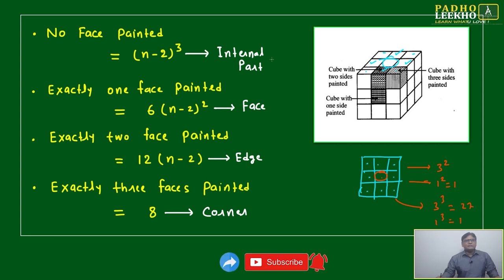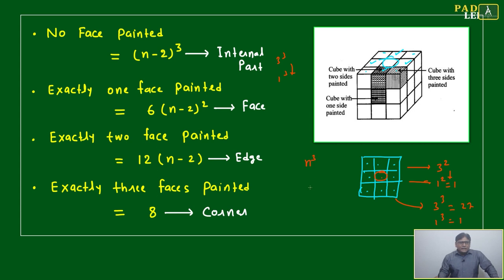What relation did we find here? 3 cubed and 1 cubed differ by 2. Here also it differs by 2. If the number of cubes is n to the power 3, then innermost must be n minus 2 to the power 3. Why? Because all the surrounding layers, one layer this side, one layer this side, are out. Then the internal part, no face painted, will always be n minus 2 to the power 3. There is a blind rule, no changes, no counting issue. Whatever n to the power 3 is there, you just subtract 2 from n, and that is the internal part.